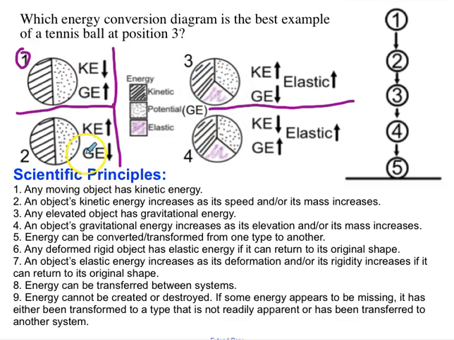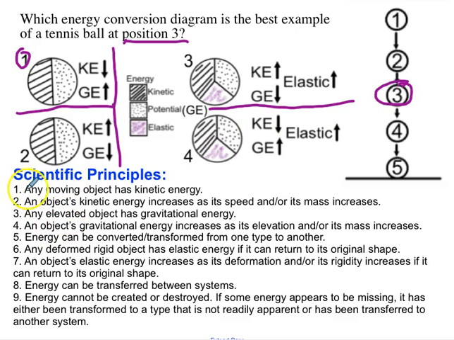Some people got mixed up with this. They didn't know which one was the energy conversion diagram. Some of you said the left or the right side. Or some of you didn't even tell me it was number 1, number 2, number 3, and number 4. You didn't answer the question at all. And it also says at position 3. So position 3 is right here.